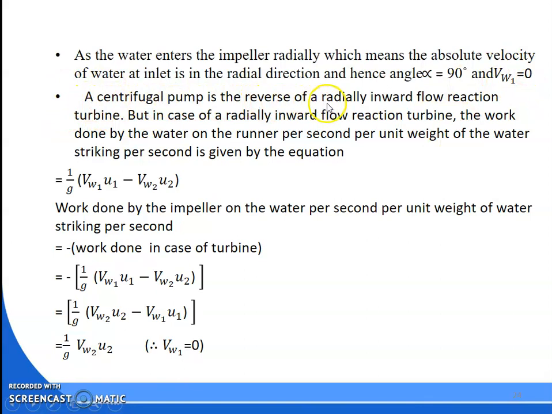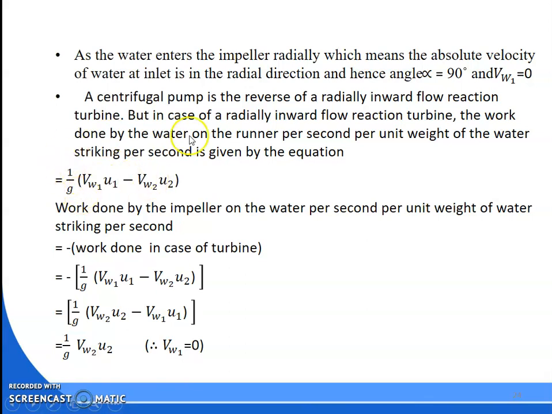The centrifugal pump is the reverse of the radial inward flow reaction turbine. What happens in the radial inward flow reaction turbine? The outlet is radial. That means the outlet angle is equal to 90 degree. In the radial reaction turbine, the work is done by the water on the runner. But in this case, the work is done by the impeller on the water.